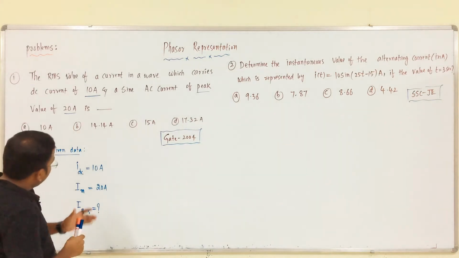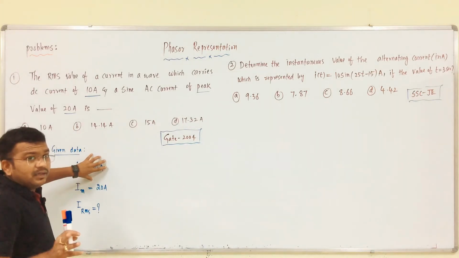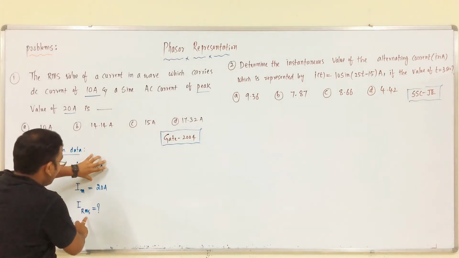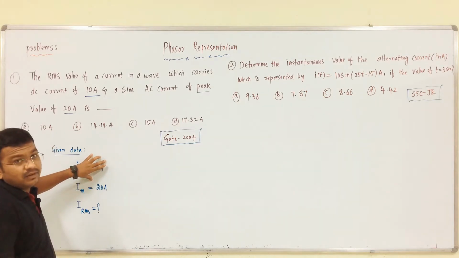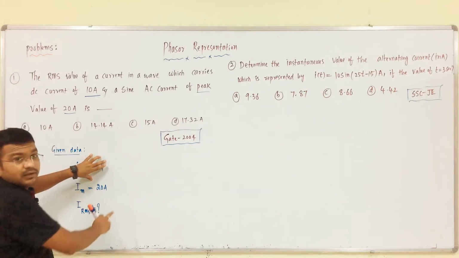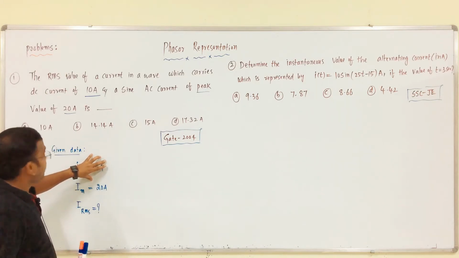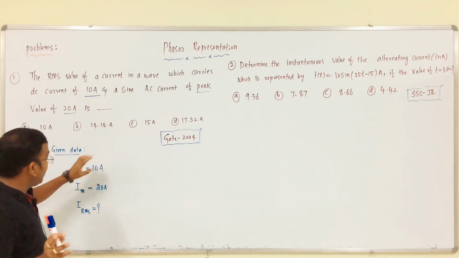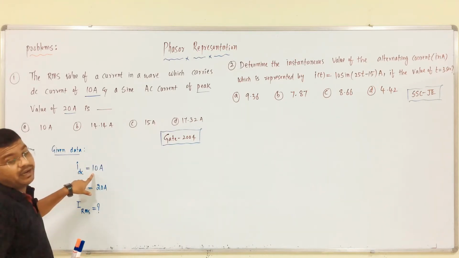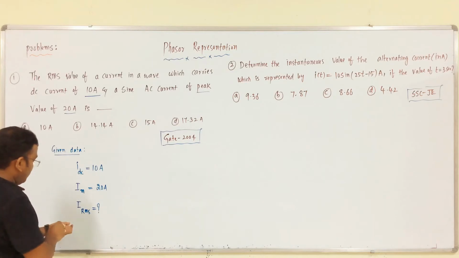For example, if we do not have this DC component, simply to calculate RMS it is nothing but Im by root 2, that is 20 by root 2, the answer is 10 root 2, option is completed. But here we have a DC component.